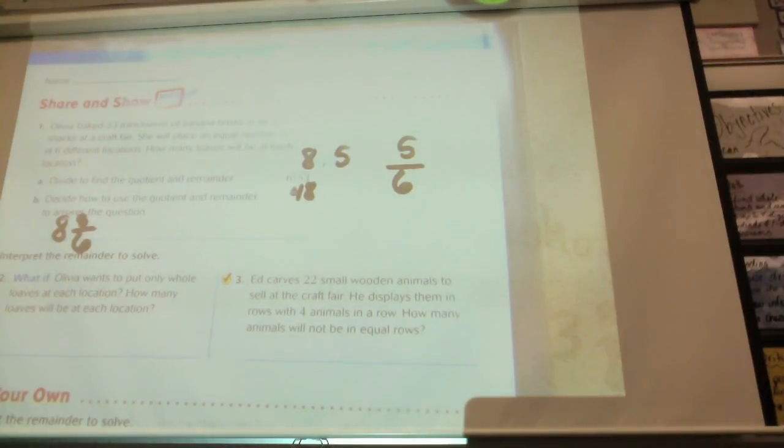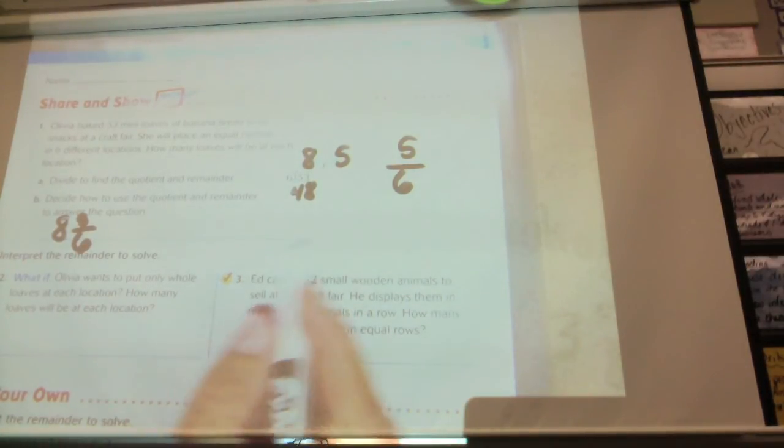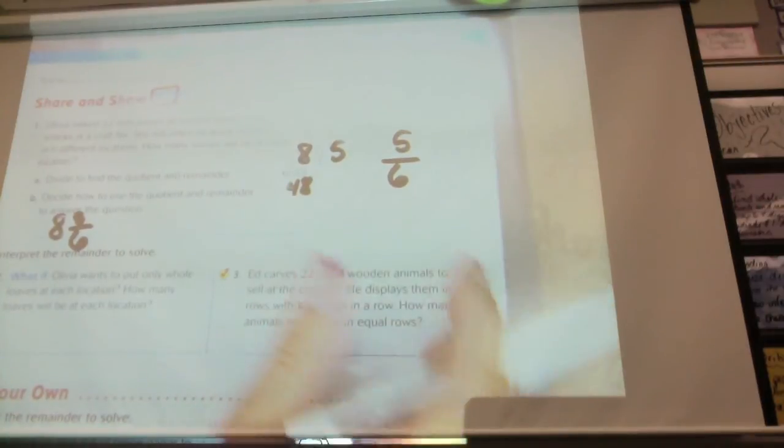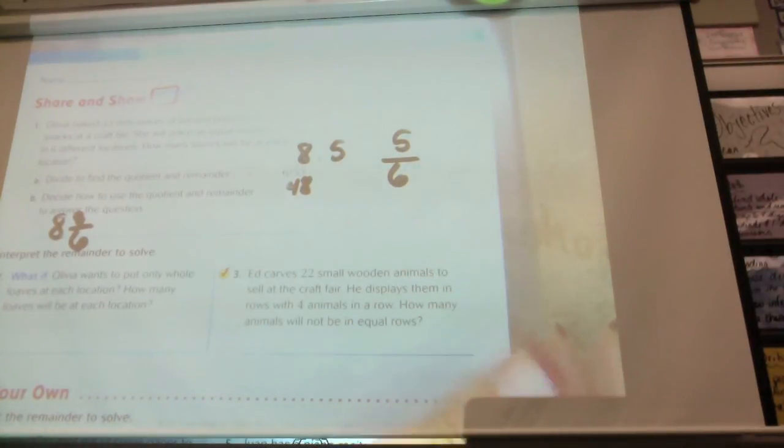Okay, what if Olivia only wants to put whole loaves at each table? She doesn't want any fractions of loaves. How many loaves are going to be at each table? Think about it. How many loaves are going to be at each table? If she only wants to put whole loaves, she doesn't want to divide the remaining loaves into fractions. What do you think, Sophia?